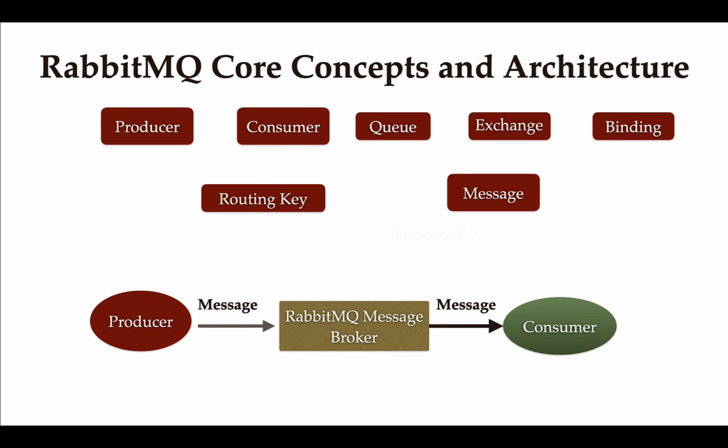Well, in a RabbitMQ architecture, basically we have multiple components. Like we have producer, which will send a message to the RabbitMQ broker, and then we have consumer, which will consume that message from the RabbitMQ broker. We will start with understanding all these RabbitMQ core concepts and architecture.